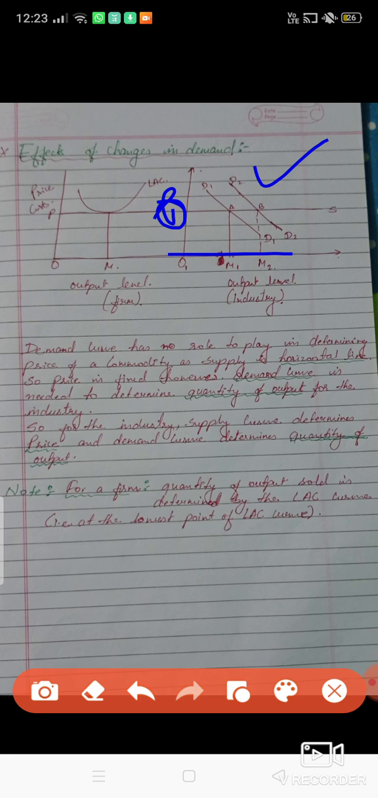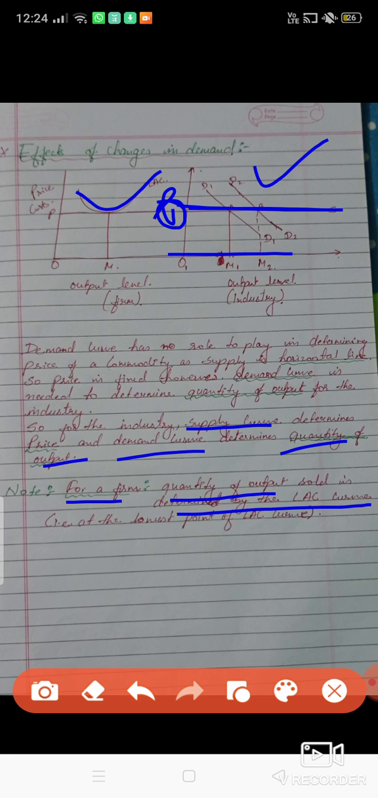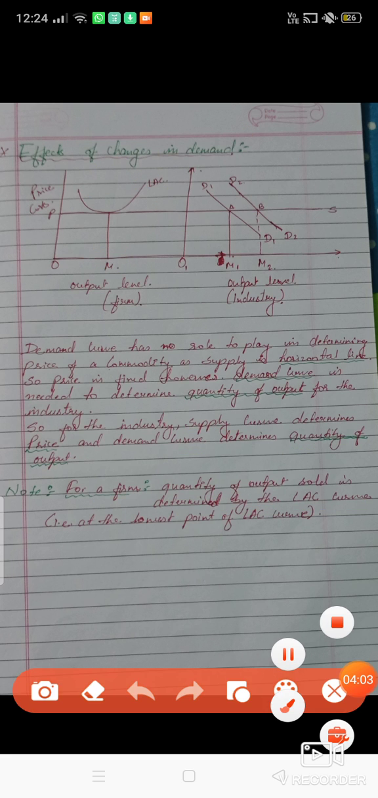So for the industry, the supply curve determines prices. With the help of the supply curve we can come to know about the prices, and the demand curve helps to determine quantity of output. Now for note, for a farm the quantity of output sold is determined by the LAC, long run average cost. So long run average cost helps to determine the quantity of output in the case of a farm, but in the case of the industry, demand helps us to know the output level.